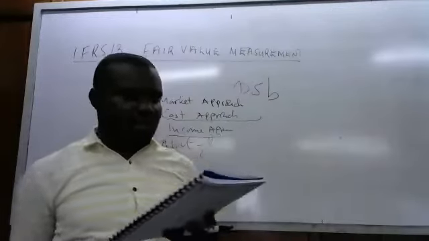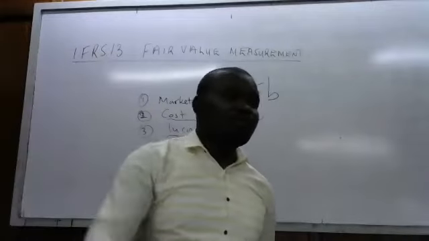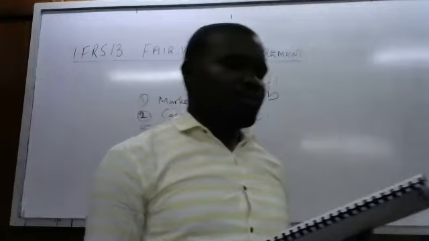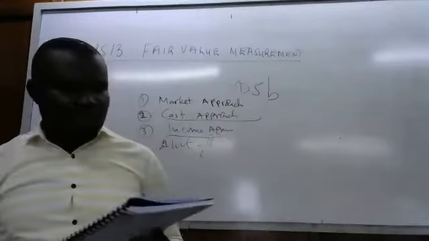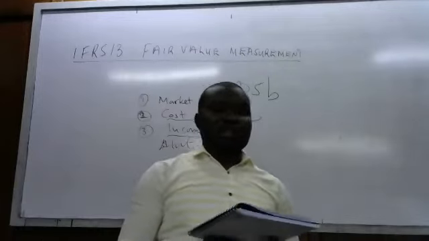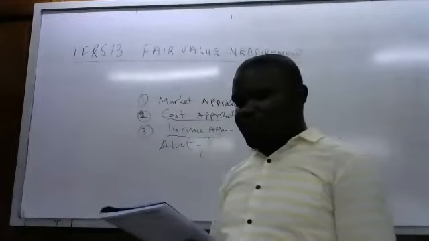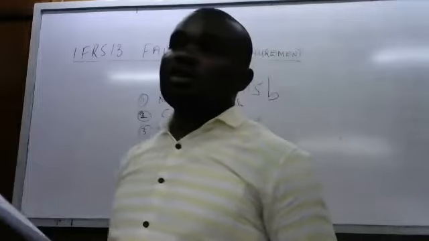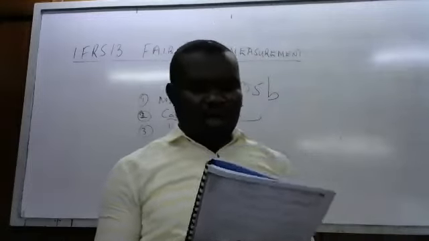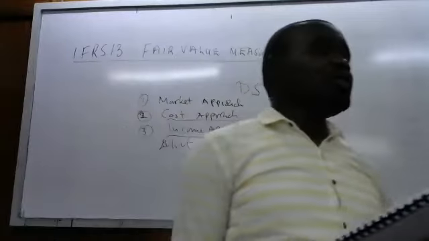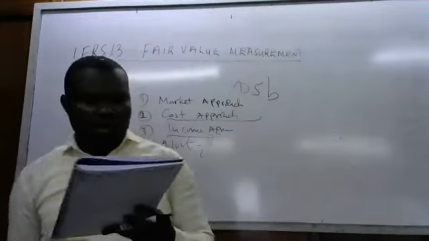Then you say IFRS 13 requires an entity to disclose information that helps the users to assess each of the following. So those following are the disclosures. Number one, the hierarchy of fair value, i.e. the category of inputs.